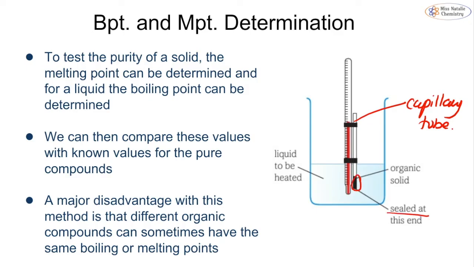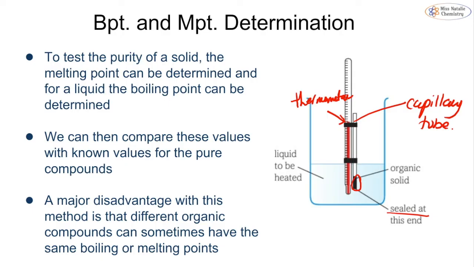into that. We then attach it to a thermometer and we put it into a liquid. As we heat the liquid, that will then cause the solid to heat, and eventually it will get to a point where the solid will melt, and then we just read that off the thermometer, and that is our melting point. Sometimes you may see a piece of apparatus that does this for you, where you just put the capillary in and you turn it on via electricity and a light.